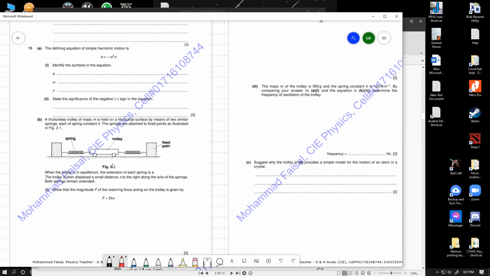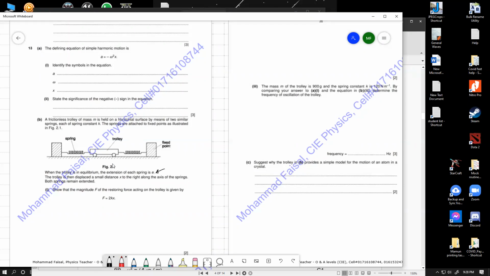Question B says a frictionless trolley of mass m is held on a horizontal surface by means of two similar springs, each of spring constant k. The springs are attached to fixed points as illustrated in figure 2.1. When the trolley is in equilibrium, the extension of each spring is E. Now, pay close attention to this part. When the trolley is in equilibrium, the extension of each spring is E. Try to understand that.